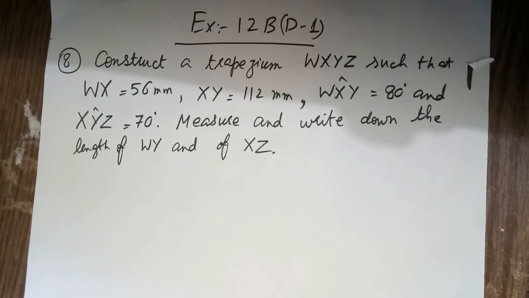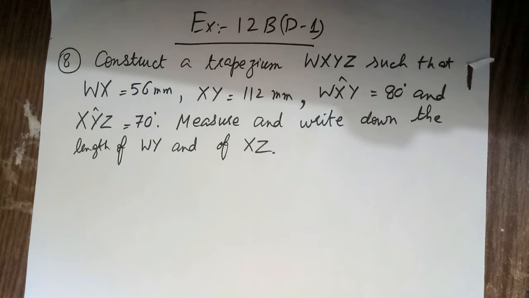Today we will solve two questions, question number 8 and 10 of exercise 12B of your D1 book. Question number 8 says, construct a trapezium WXYZ such that WX is equal to 56 millimeters or 5.6 centimeters, XY is 11.2 centimeters or 112 millimeters, angle WXY is 80 degrees, and angle XYZ is 70 degrees. Measure and write down the length of WY and XZ.